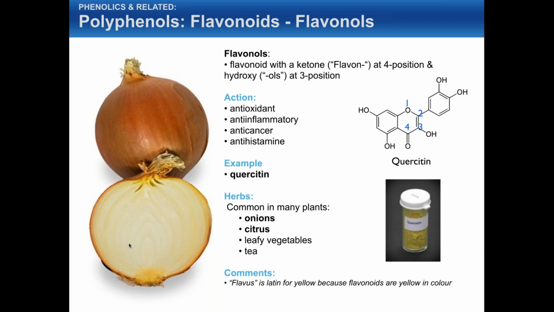and it's found in onions, citrus, most leafy vegetables, and tea. So you'll find this is probably one of the most prevalent ones. I use it as a supplement as an antihistamine, would be the main thing. It also has been shown to have benefits for lowering blood pressure as well that I've read. So I think flavonoids in general may help with blood pressure.